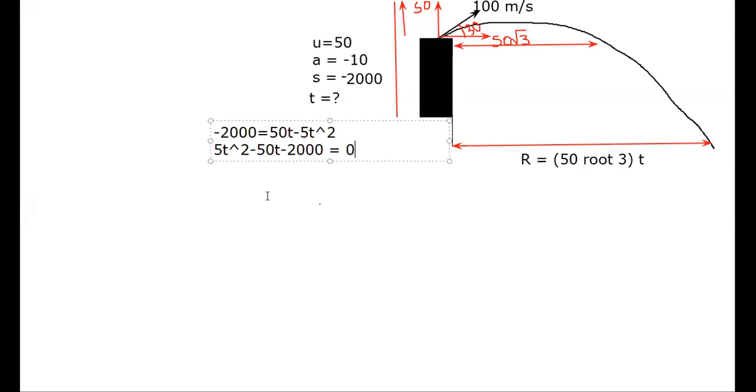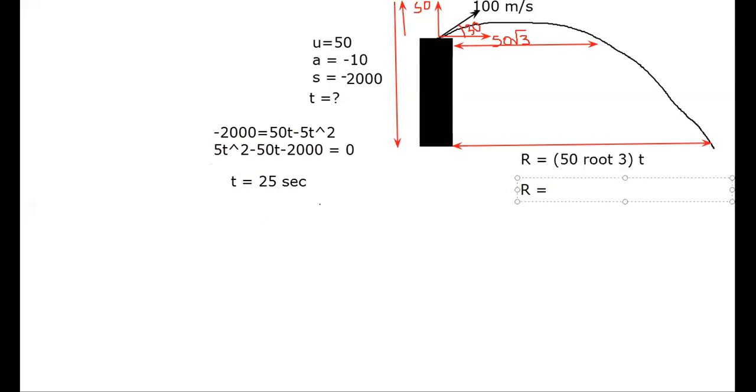Yeah, so you get the total time as 25 seconds, sorry. The total time it takes to reach the ground from the starting point. And in this, if you substitute it as 25, so approximately it is 25.5.